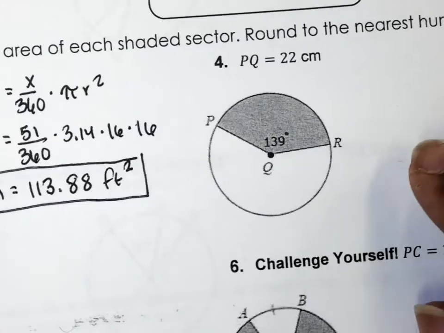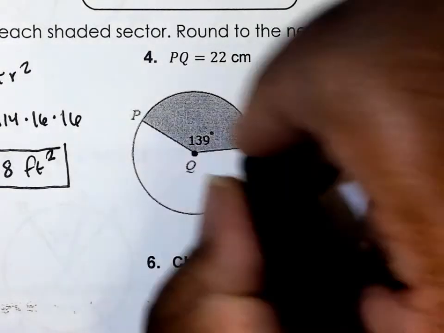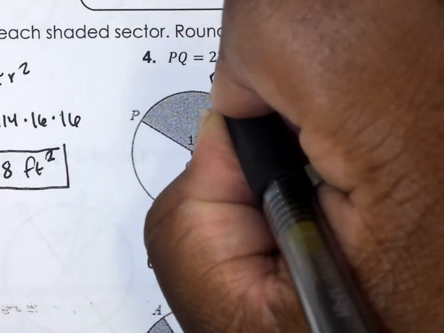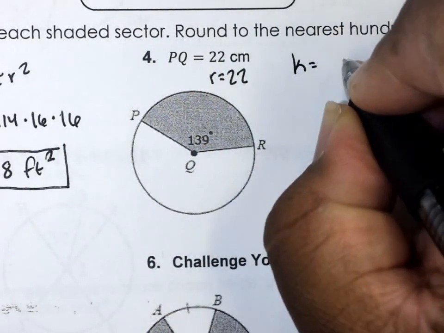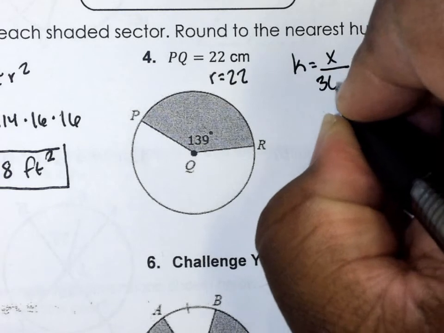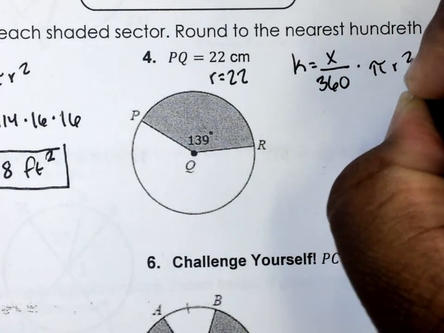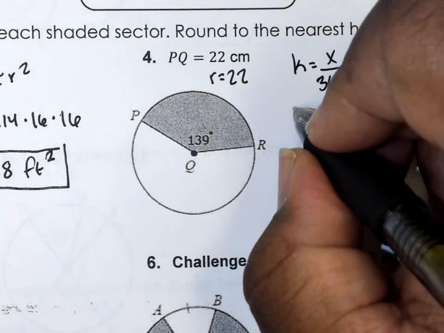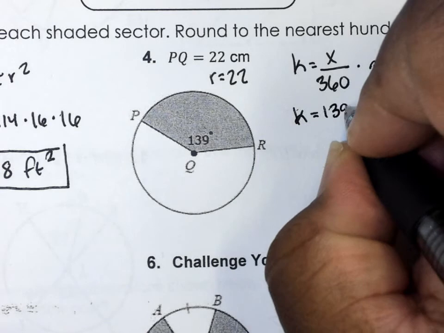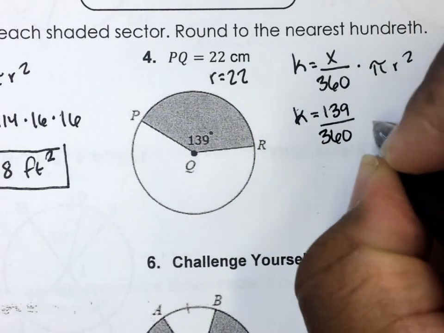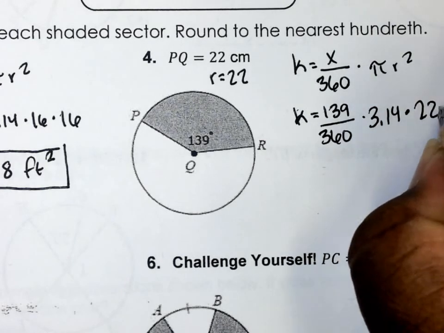Number 4, y'all are probably ahead of me. PQ, your radius, is 22. 139 is your angle. 139 over 360 times 3.14 times 22 times 22.